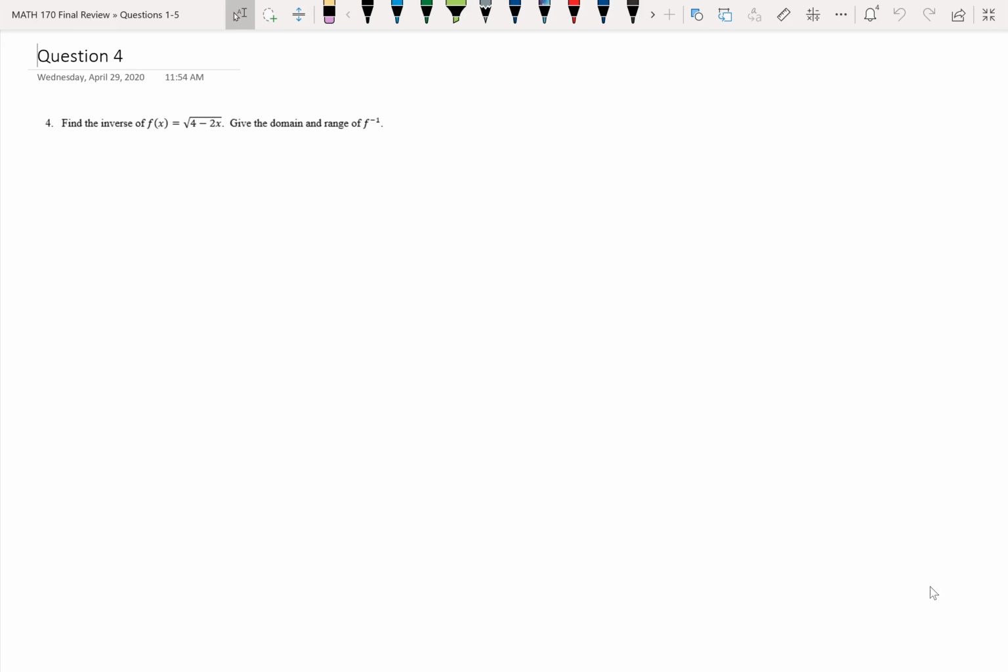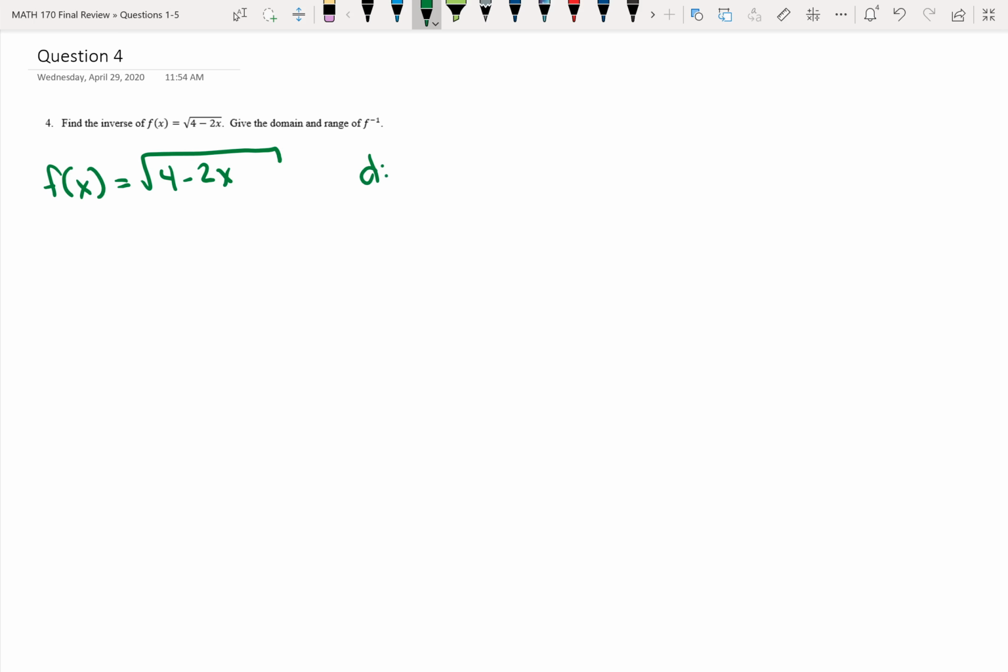All right, question 4 of the sample final for Math 170 wants us to find the inverse of a function and give the domain and the range of the inverse. So our function is f of x is equal to the square root of 4 minus 2x.